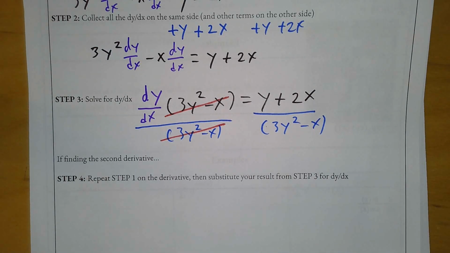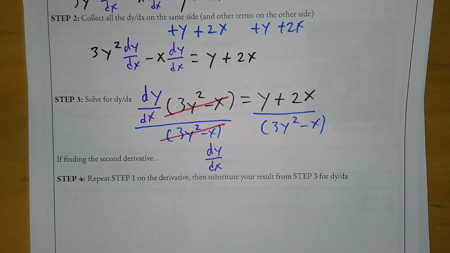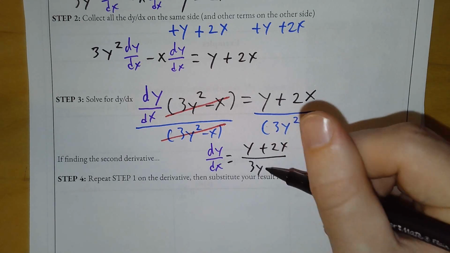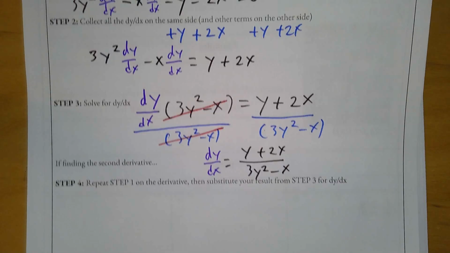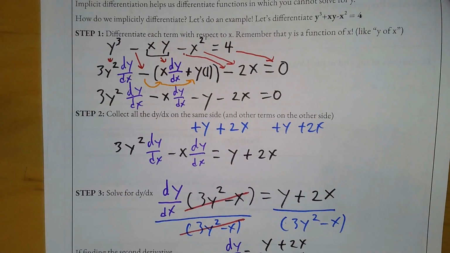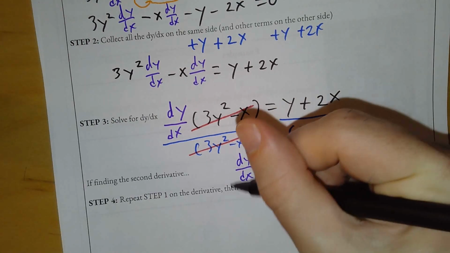And what's left is dy dx equals y plus 2x over 3y squared minus x. Done. That's it. That's a problem. So just to recap that, you have your equation, you differentiate all across, making sure that any y term that you differentiate gets a dy dx multiplied by it. You group all the dy dx terms on the same side, everything else on the other side. You factor out that dy dx, and then you divide to get your dy dx alone. That is the answer. Okay, so we'll leave it there.